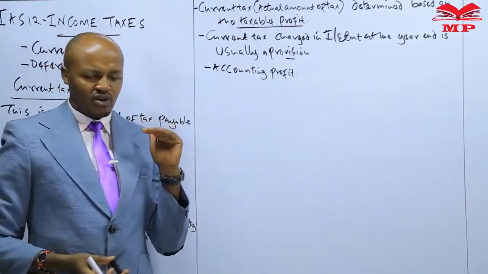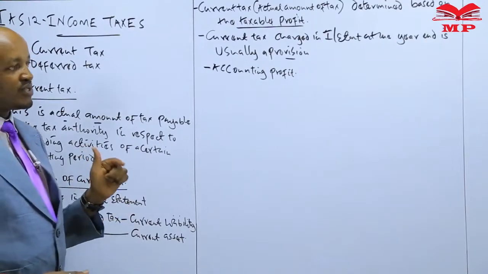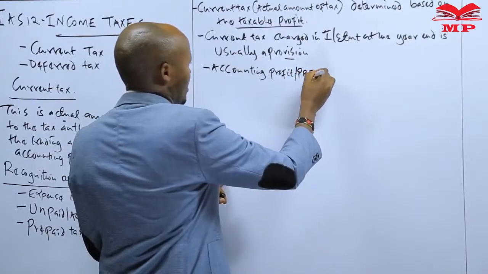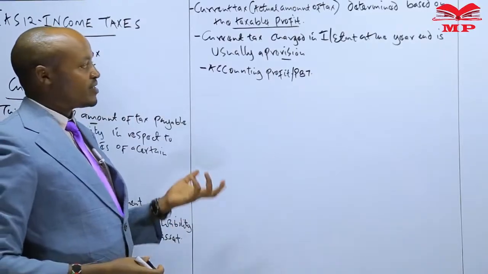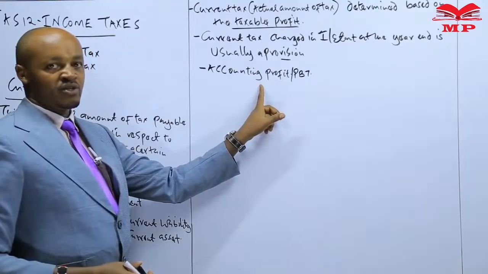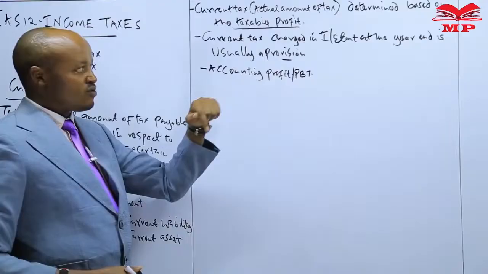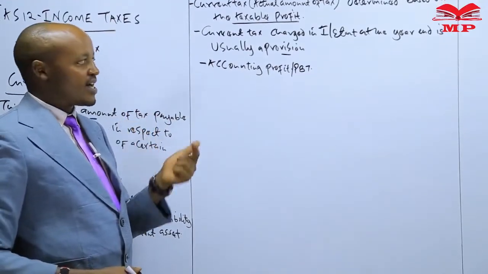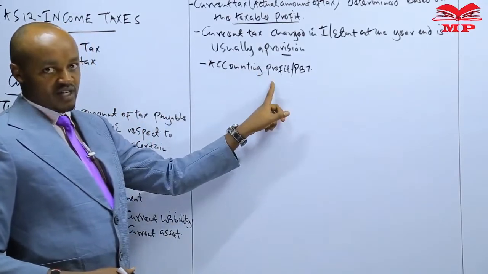And therefore, once an entity prepares the income statement at the end of the year, that profit which is reported there, or what in other terms we refer to as the profit before tax, is the accounting profit. And the actual amount of tax which is supposed to be paid is never determined on this. Rather, it is determined based on taxable profit. And therefore, what we are saying is that once the income statement has been prepared at the end of the year, the profit which will be computed will be the accounting profit.